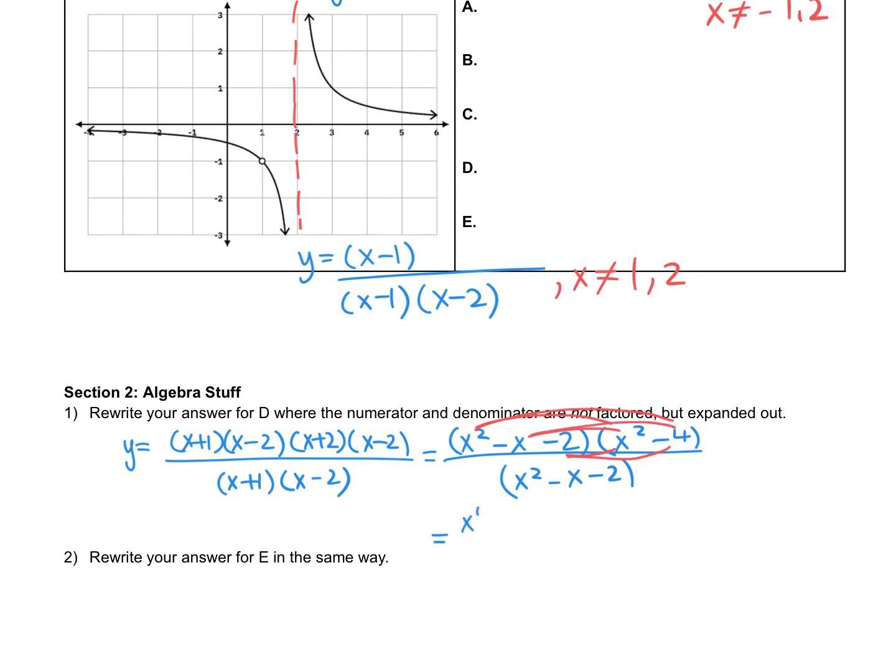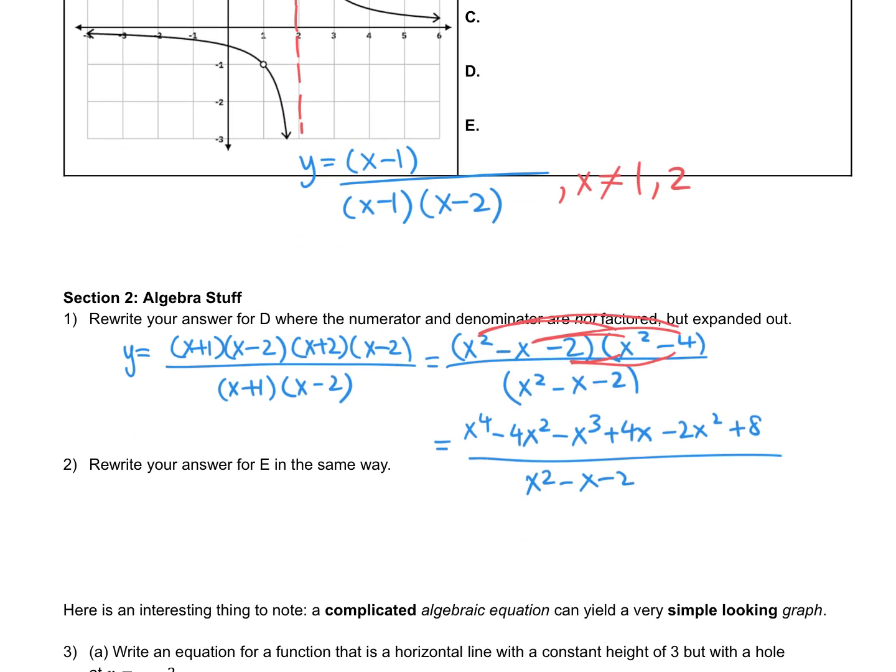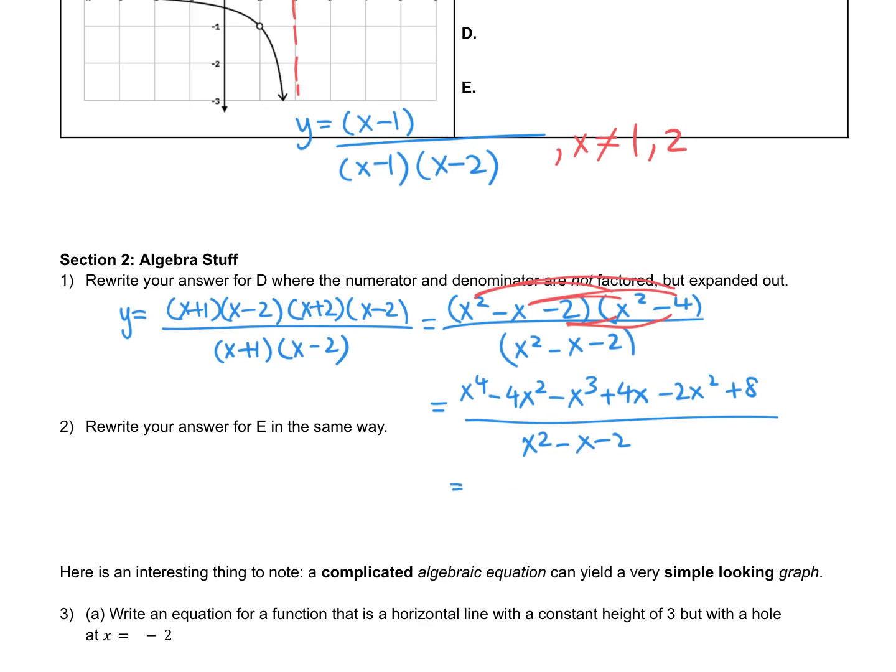So we're going to have x to the power of 4 minus 4x squared minus x cubed plus 4x minus 2x squared plus 8 all over that denominator from before. And let's just collect our like terms. So we have x to the power of 4 minus x cubed minus 6x squared plus 4x plus 8 all over x squared minus x minus 2.